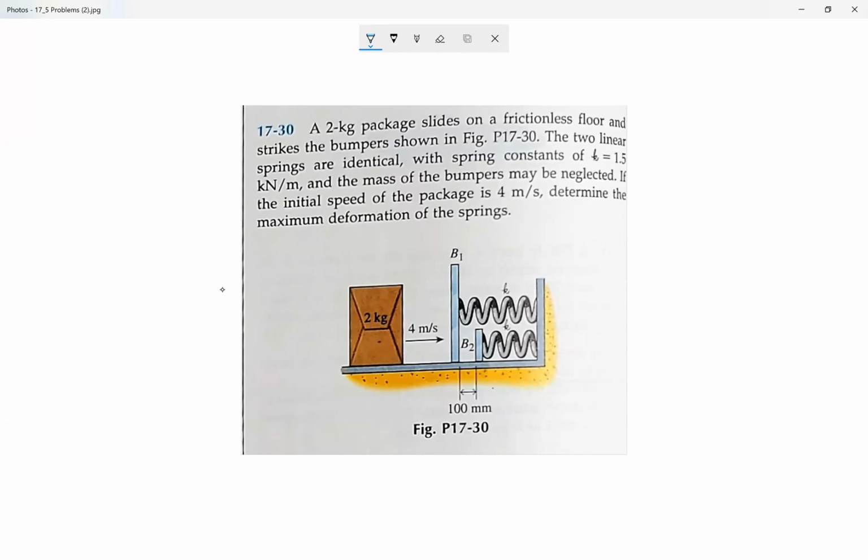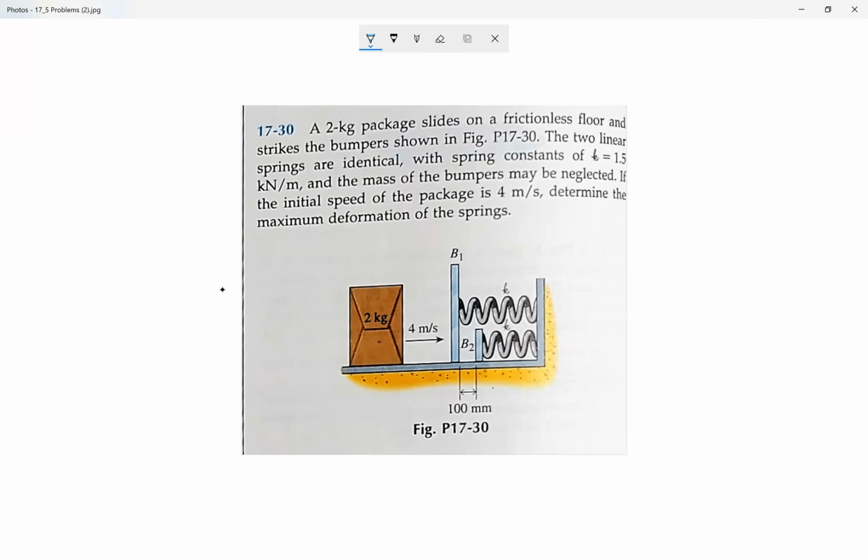This is problem 17-30. A 2 kilogram package slides on a frictionless floor and strikes the bumpers shown in the figure. The two linear springs are identical, with spring constants of K equal to 1.5 kilonewtons per meter, and the mass of the bumpers may be neglected. If the initial speed of the package is 4 meters per second, determine the maximum deformation of the springs.